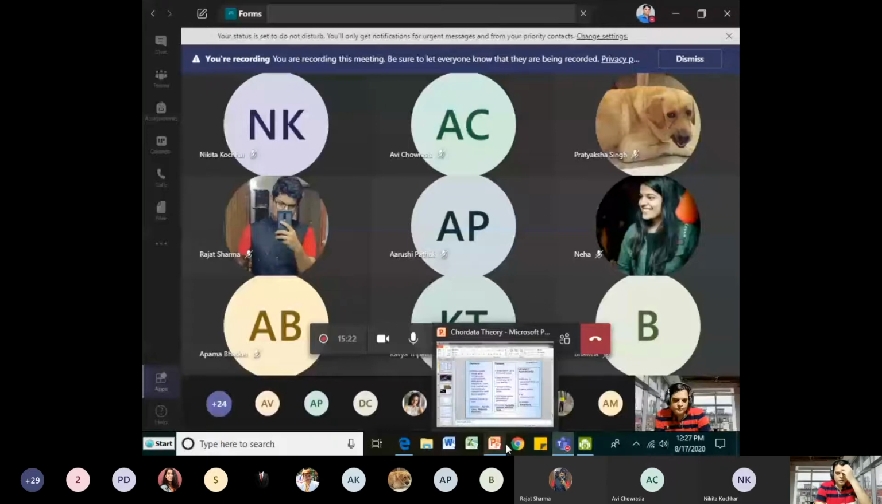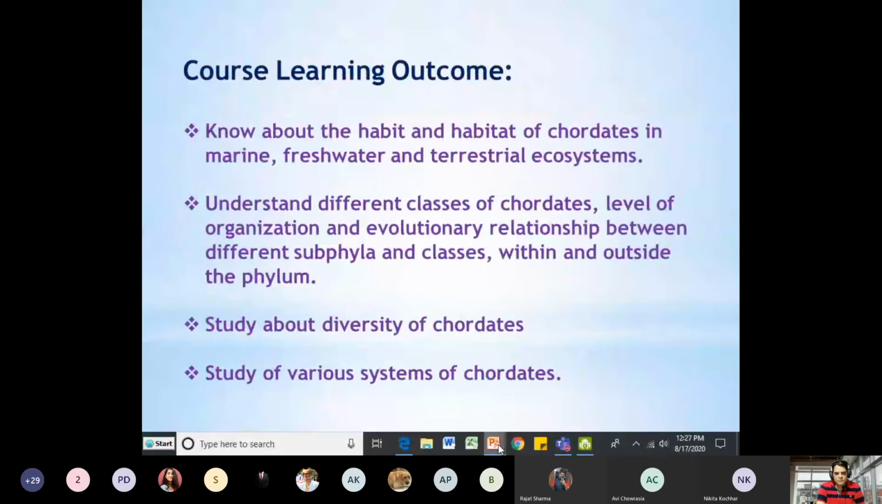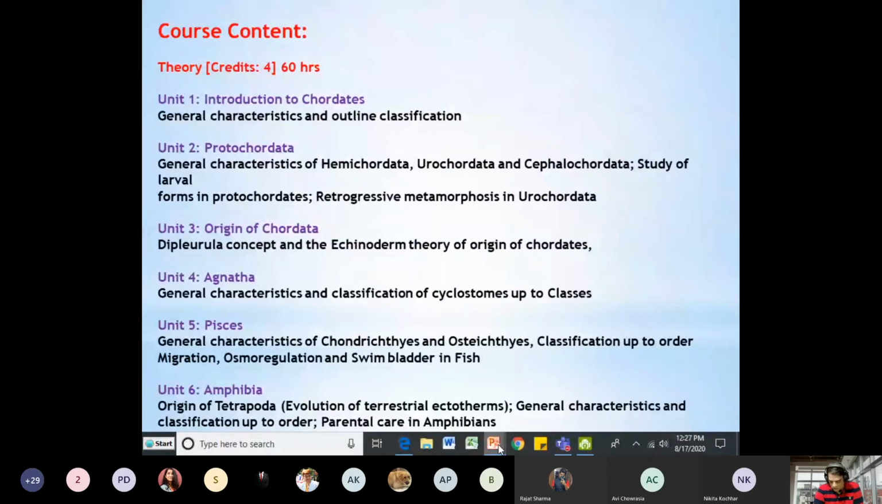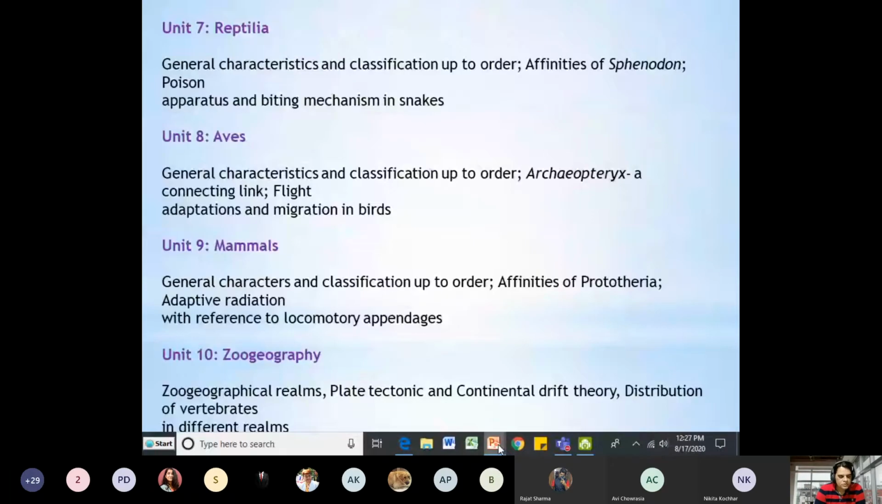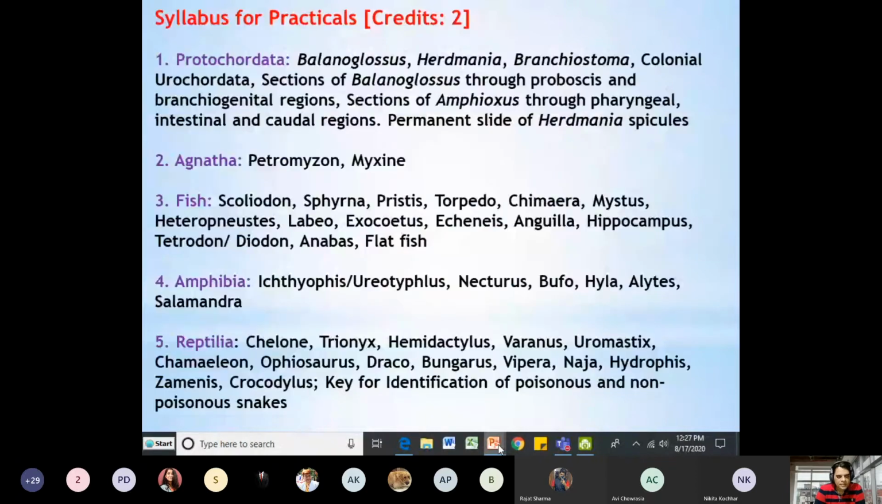So in the previous class, we had discussed the objectives and learning outcomes of this paper. Then we discussed the syllabus, the units which you are supposed to go through during this semester. Then the recommended books we had talked about. Then the practical syllabus we had discussed.